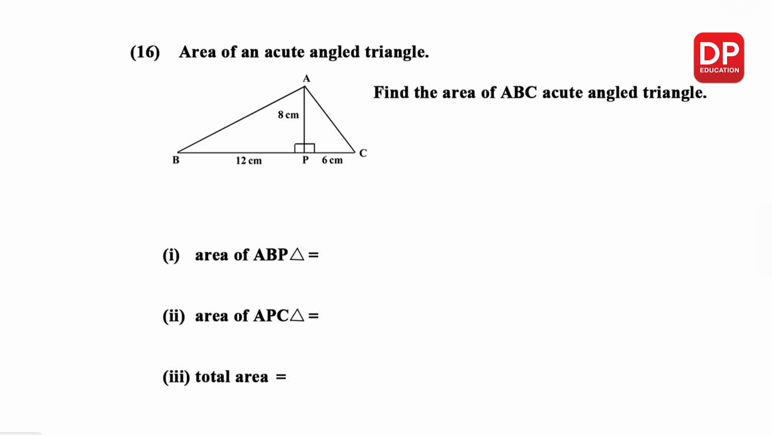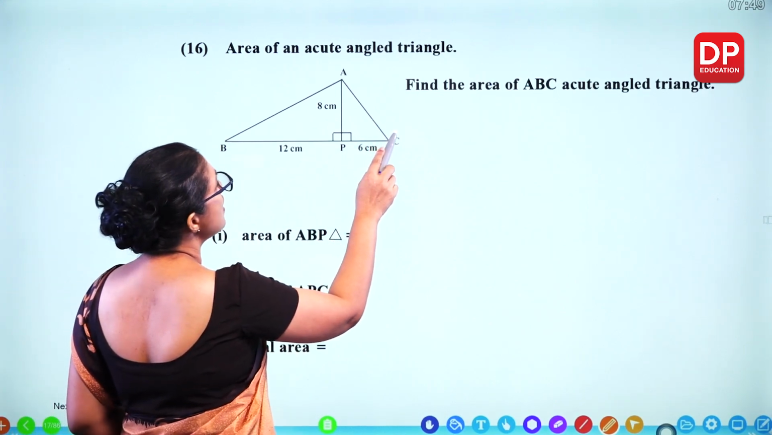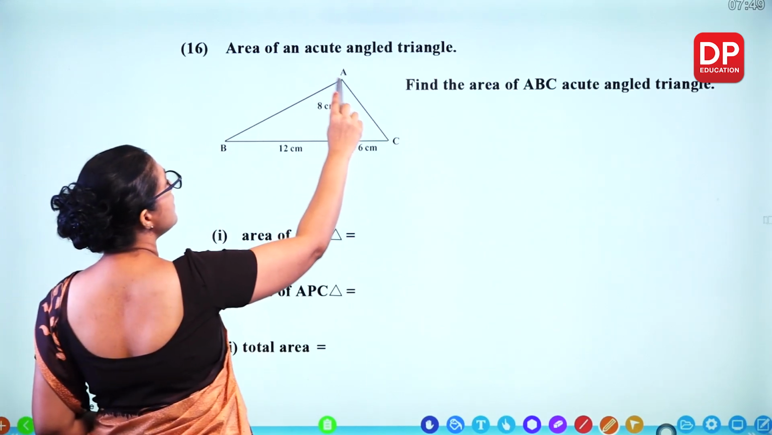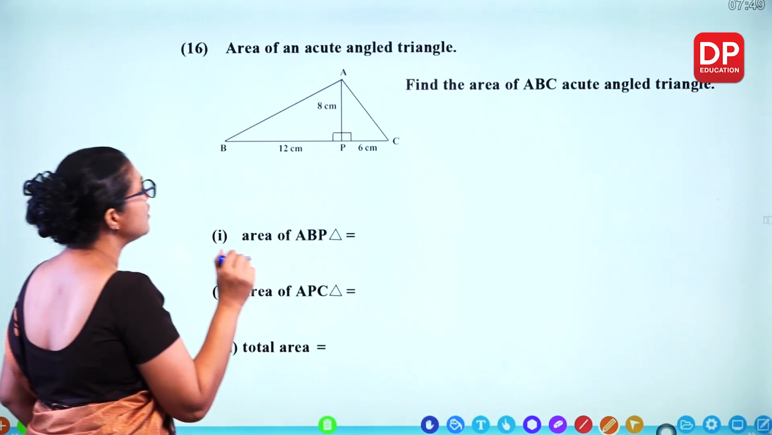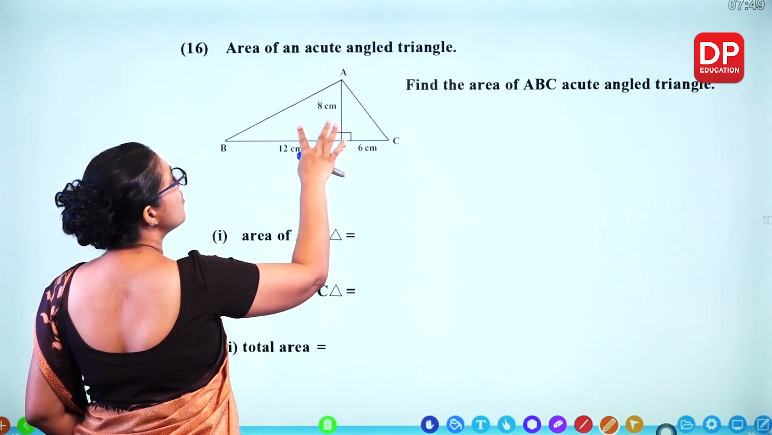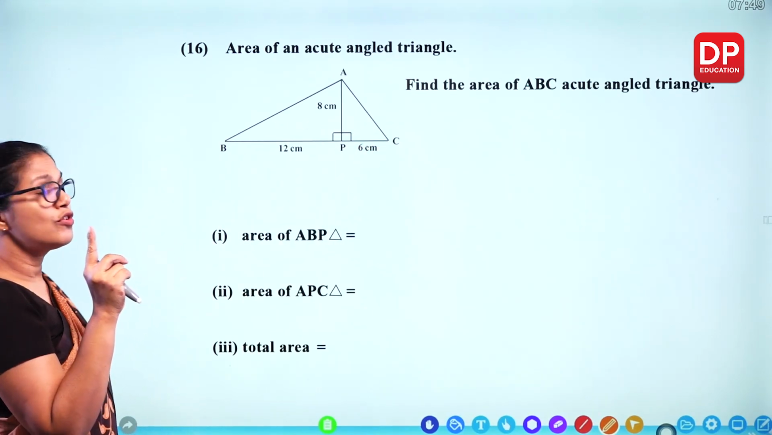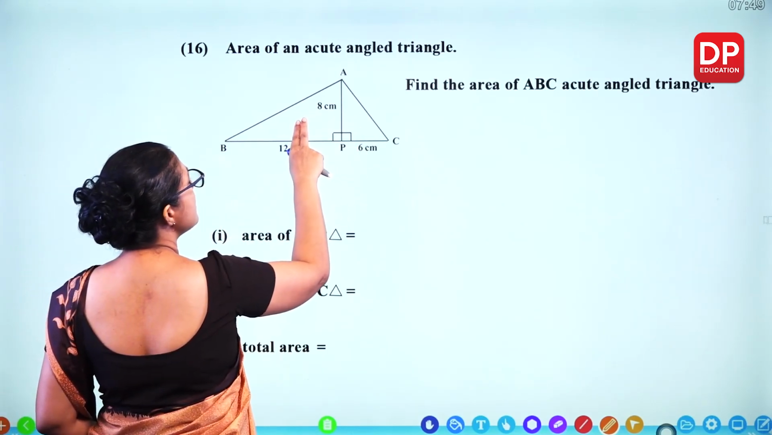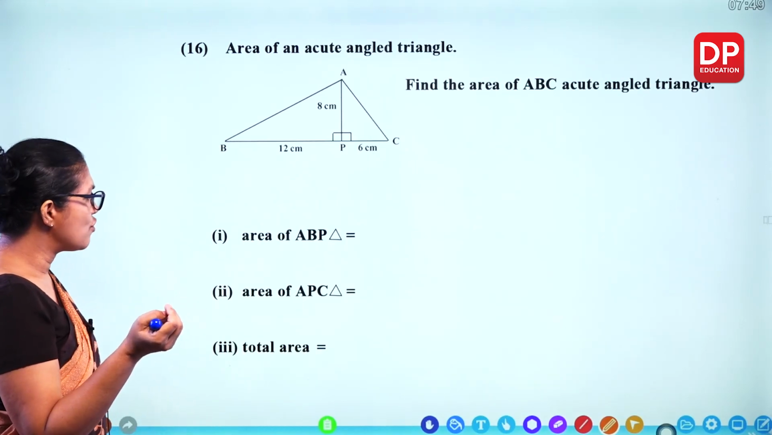Now we'll see how we can find the area of an acute angle triangle. We need to find the area of triangle ABC. This is an acute angle triangle. So how can we find the area? When you divide it into two parts, this is a right angle triangle, and this is another right angle triangle. You can use the half into base into height formula to find these areas, and the total is the area of triangle ABC.